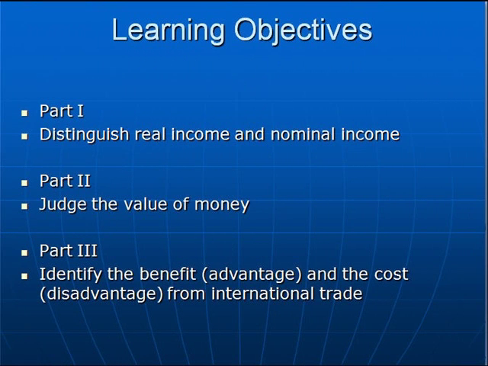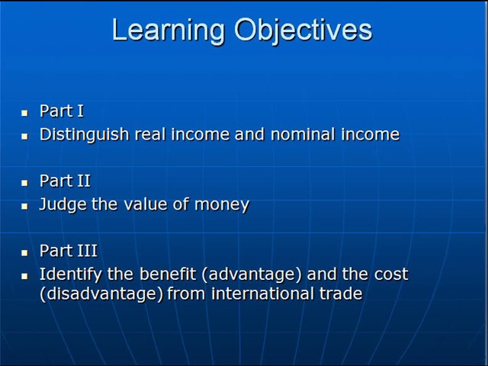There are 3 parts in this learning module. Learner can take each part as individual unit or use all 3 parts as one learning unit. In part 1, learner should be able to distinguish real income and nominal income after finishing the learning unit part 1.